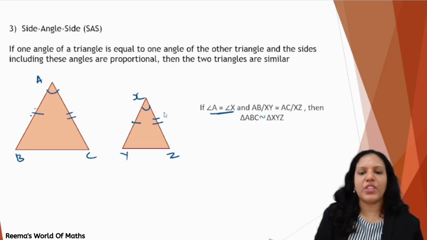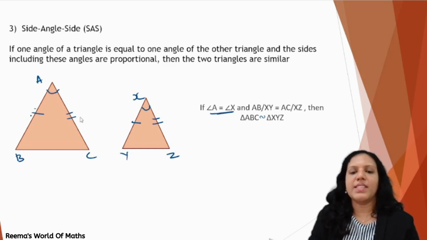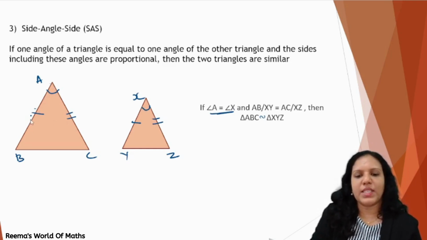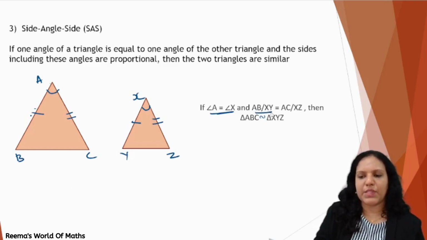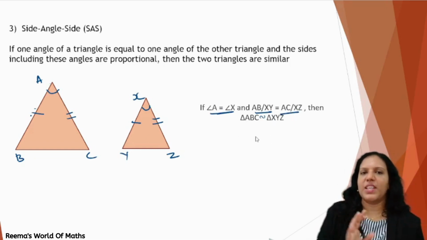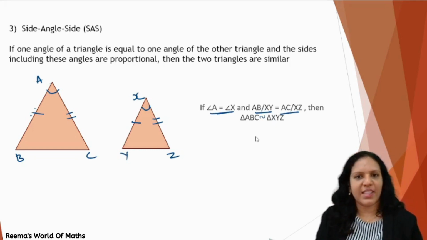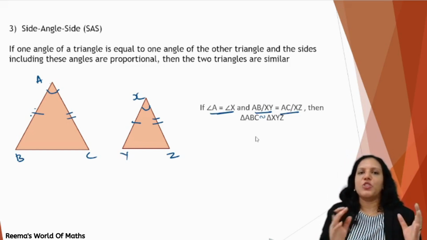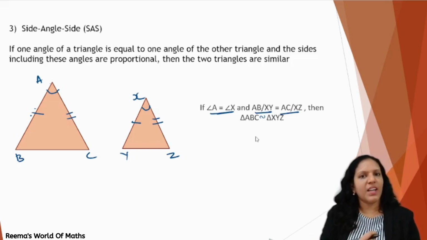So if one angle of a triangle is equal to one angle of the other triangle, which is angle A equals angle X, and the sides including these angles are proportional, we need to take only the sides which include these angles, then the two triangles are similar. If AB by XY is in the same proportion as AC by XZ, then we can say triangle ABC is similar to triangle XYZ. So there are three different criteria: first angle, angle, angle, then side, side, side, and side, angle, side. These are the criteria by which we can prove that two triangles are similar.